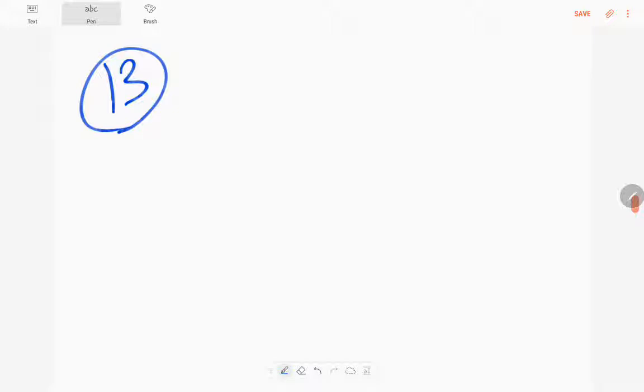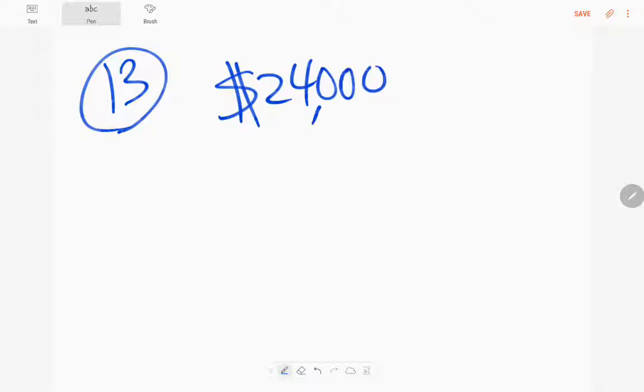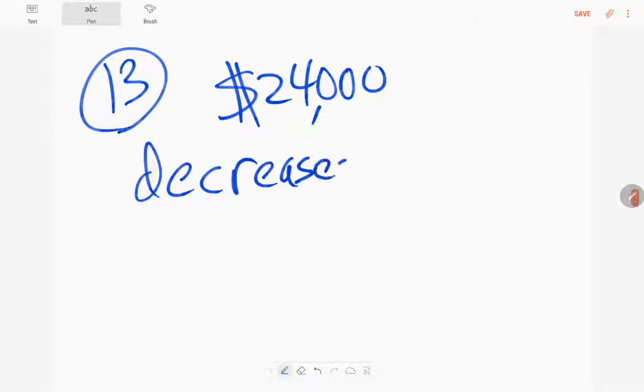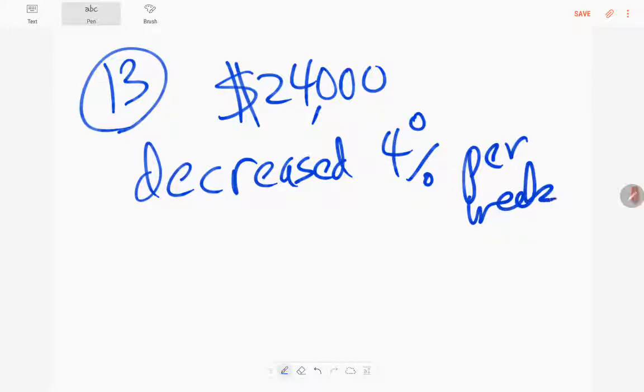At the end of an advertising campaign, weekly sales amounted to $24,000. That's weekly sales. And then decreased by 4% per week. Write the equation of the exponential function that models the weekly sales.